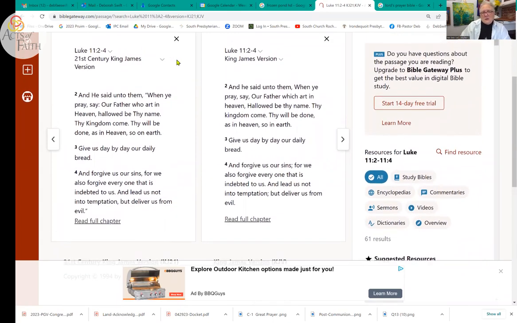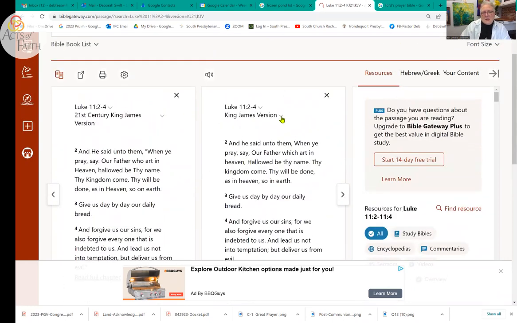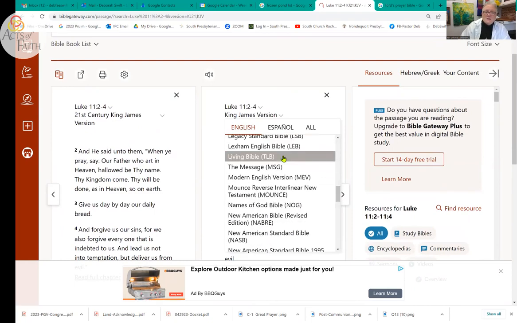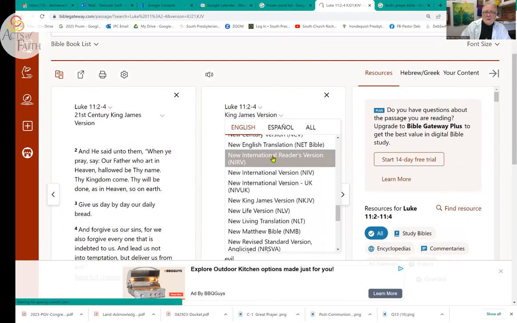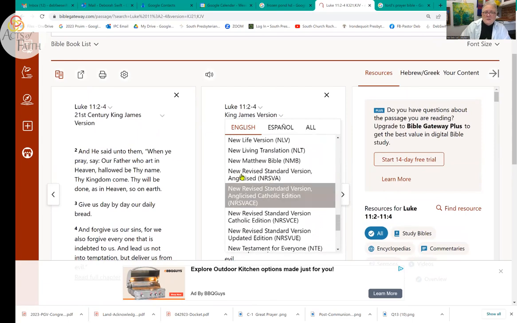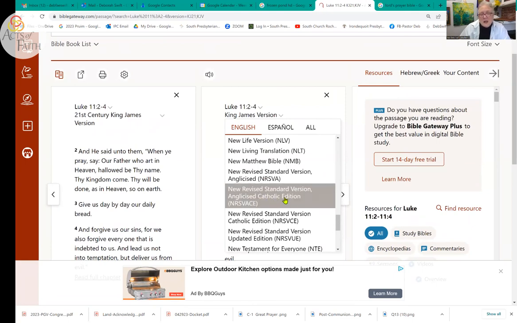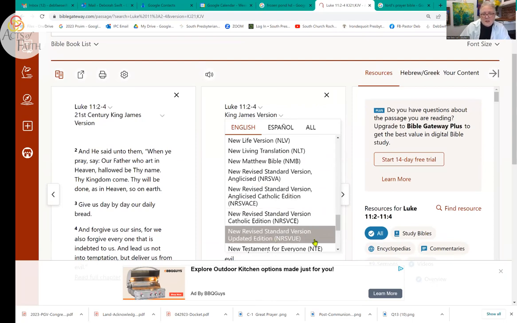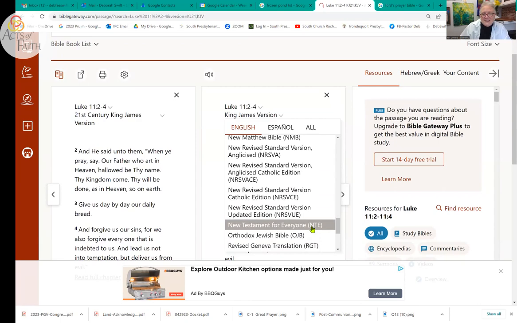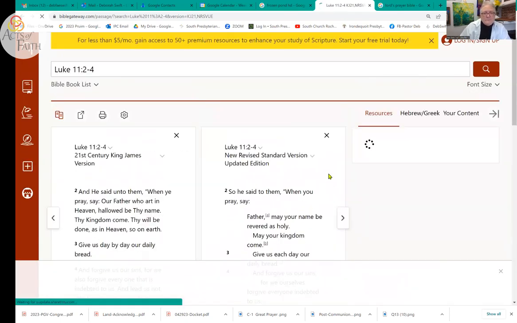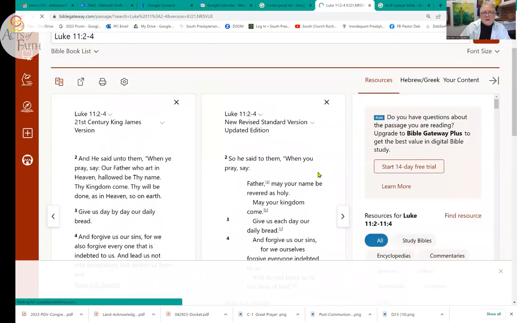If I do something between the 21st century King James Version and let's say the New Revised Standard Version, come down here until you get to New Revised, and there are different ones, obviously: New Revised Standard Version Anglicized, Anglicized Catholic Edition, Catholic Edition, Updated Version Edition. I'm going to go with that one. And here's how it reads in the NRSV.